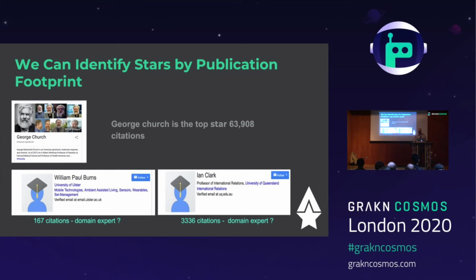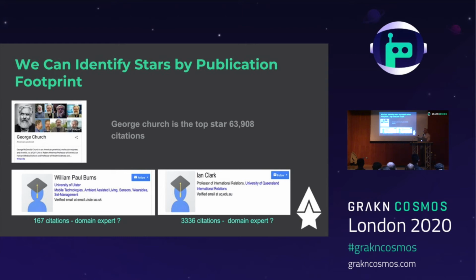Okay, so the question was if we could identify stars using this data, and what I did was I sliced out the number of citations from these papers, and I found these 3 people, and it turned out that they're all important. You guys might be familiar with George Church. He's got 63,000 citations, right?